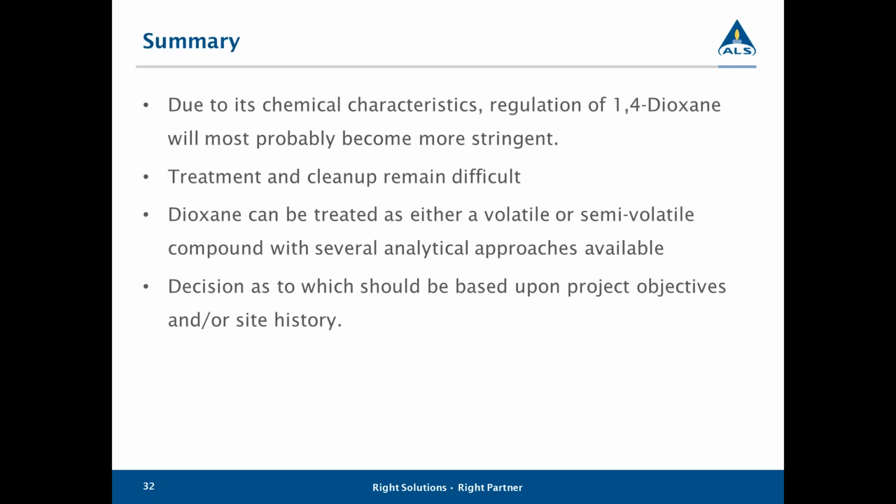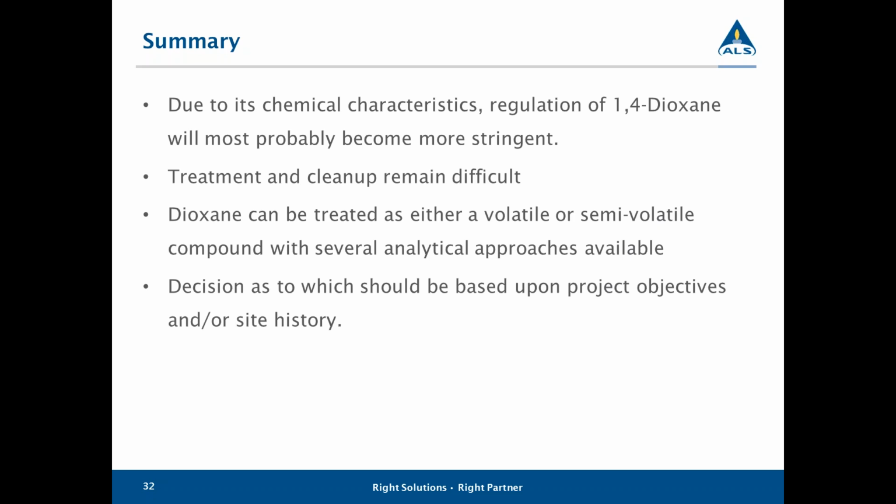All right, so a quick summary of this. Certainly due to its chemical characteristics, regulation of 1,4-dioxane will probably become more stringent in the future. Treatment and cleanup are difficult just because of its chemical properties and the way it moves through the water and soil. It can be treated either as a volatile or semi-volatile compound with several analytical approaches available. The decision as to which one should be used is based on your project DQOs and or the site history. If you have high concentrations, you might tend toward A260. If you have low concentrations, you want to go one of the other ways, ideally one of the SIM methods as well. And 522 may be an option down the road.